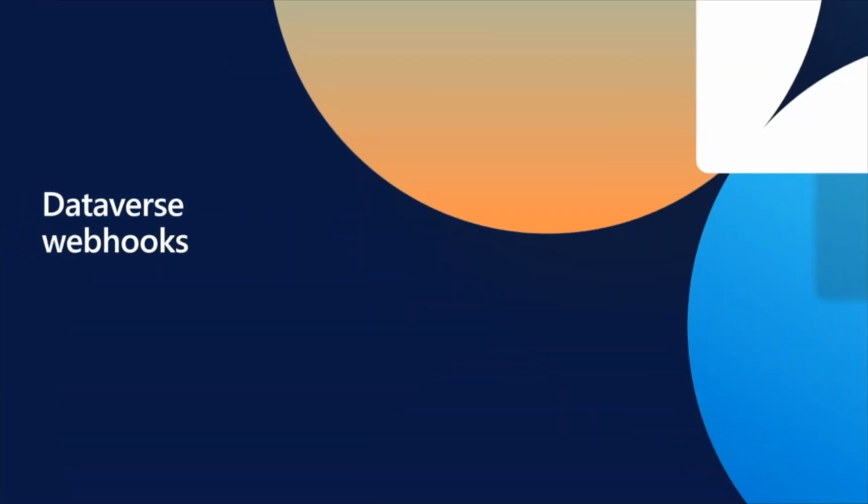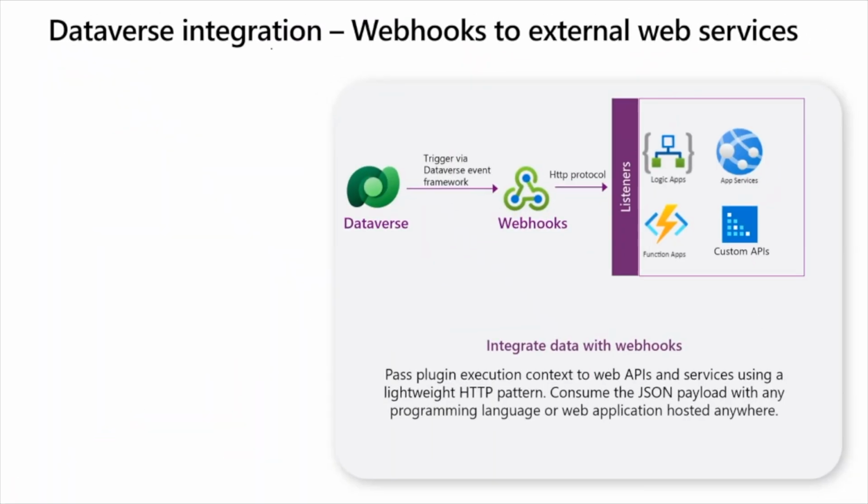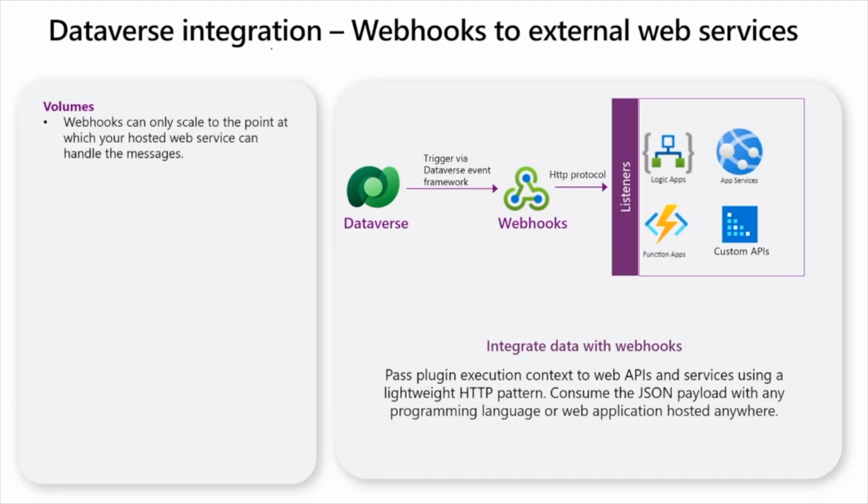Dataverse also supports calling of a webhook with the event framework. Webhook is a light HTTP pattern for connecting web APIs and services with a publish-subscribe model. Webhooks enable developers to integrate Dataverse data with their own custom code that is hosted on external services. For volumes, webhooks will scale to the point at which the external service can handle the messages. For latency, you can register message processing steps for webhooks for both synchronous and asynchronous modes.